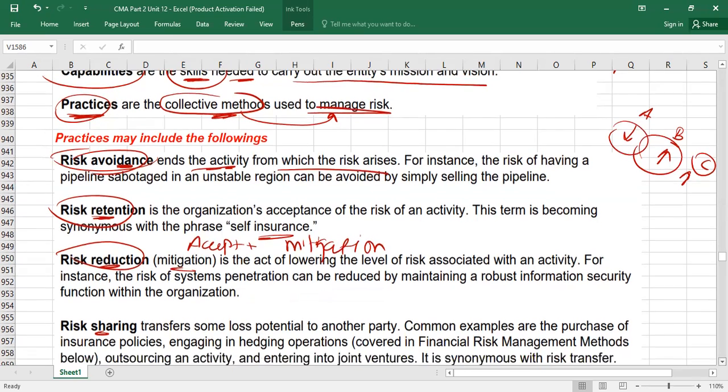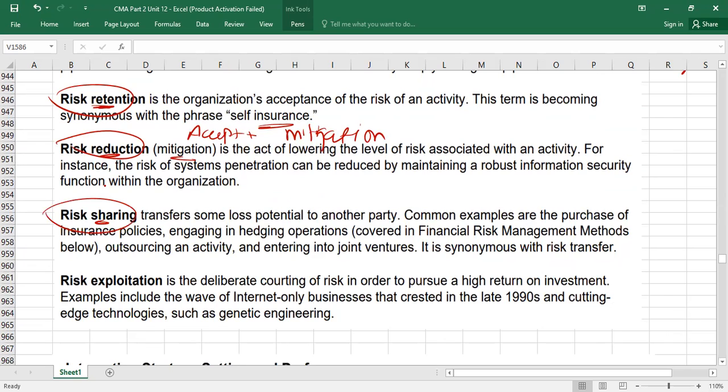And the fourth collective method which we can use is called risk sharing. Risk sharing means it is like an insurance. Please remember, under risk retention, I used the word self-insurance. Here, I'm using the word insurance. So risk sharing means simply you are going to transfer some loss potential to the other party. For example, as we do in buying a car, if you bought a car, you will get the insurance of the car, right? The reason is because you want to transfer your risk to the insurance company. But you have to pay a premium for that, right? So it means cost is there, benefit is there. So risk sharing means simply you are going to transfer some loss potential to another party. Okay, this is what is called risk sharing.